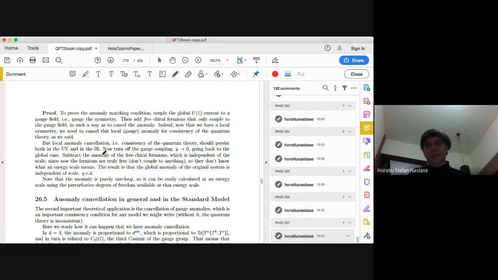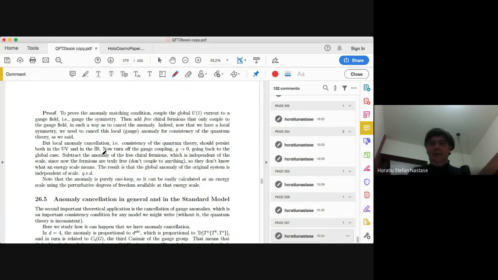But then we turn off the gauge coupling, g goes to zero. We go back to the global case, plus some completely free massless fermions. These completely free massless fermions don't couple to anything. Therefore, for them, energy scale means nothing. So they're completely irrelevant to the problem.